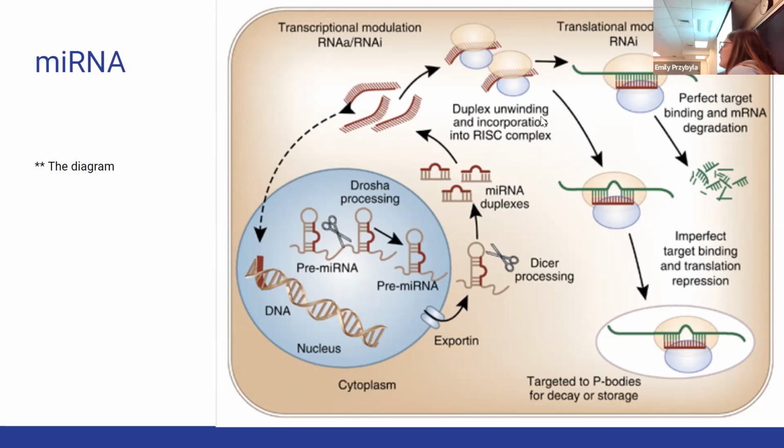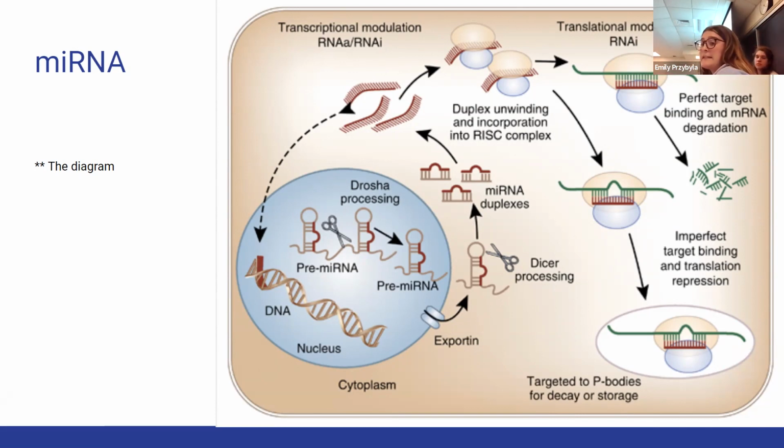This typically has two end results. The more common one is imperfect binding, and imperfect complementary binding leads to translational repression. The targeted mRNAs will be sequestered to the P-bodies within the cell, where they can be kept or eventually degraded, but it's not initial degradation. That process is called translational repression.